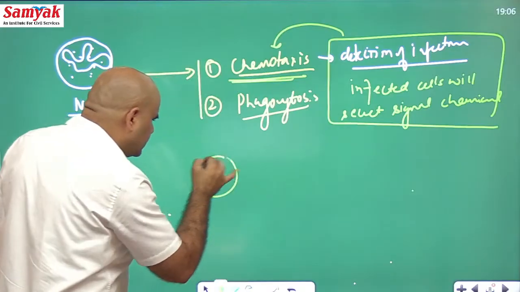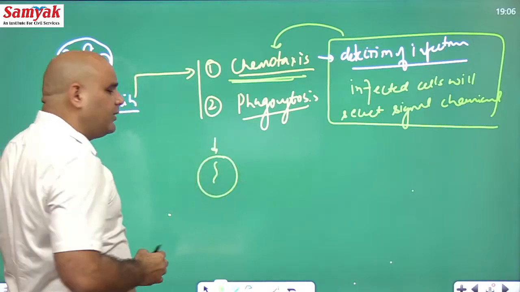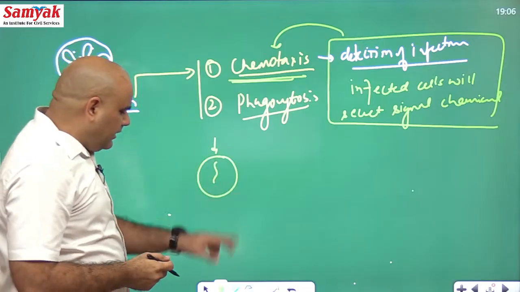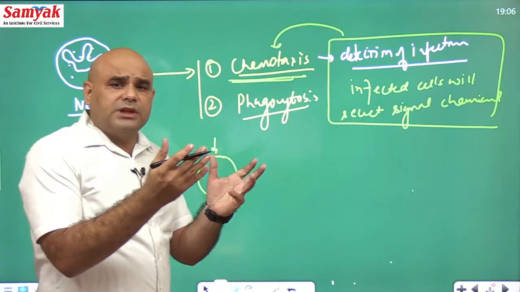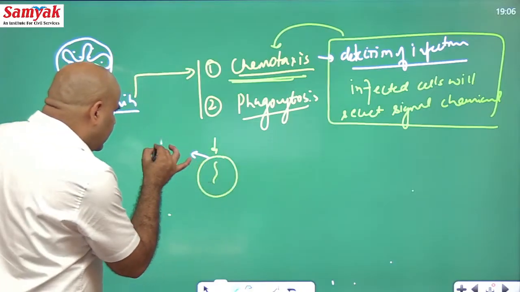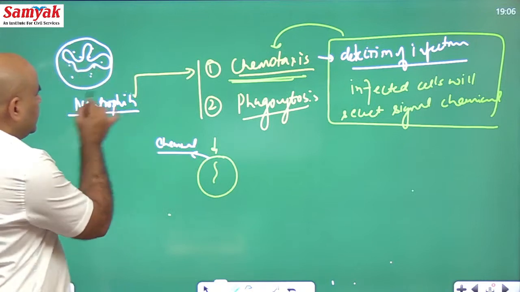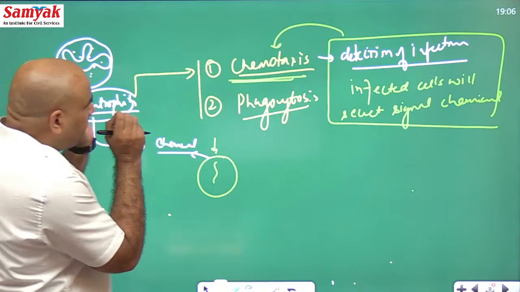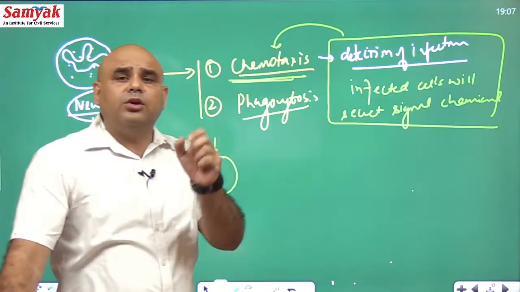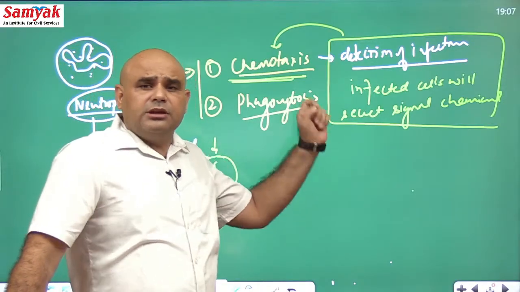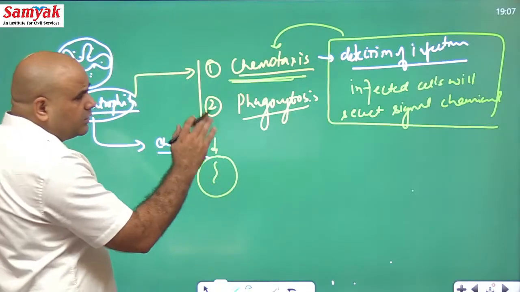For example, this is my body cell, and this cell is infected by some virus. Now, when this cell gets infected, it will secrete some kind of signal. That signal is a chemical, and this chemical will be sensed by the neutrophils. So the capacity of neutrophils to sense the signal chemicals of danger or invasion by pathogens is named chemotaxis.